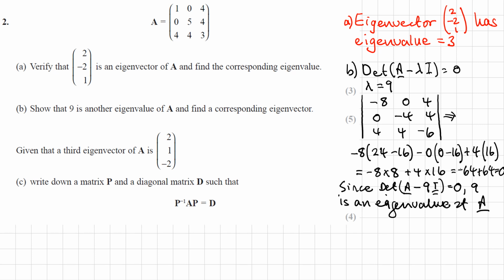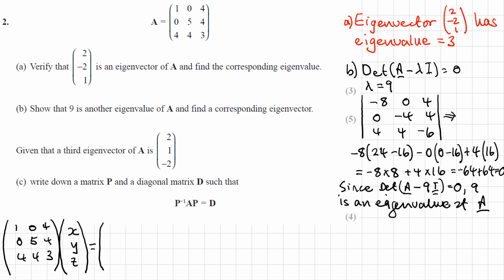Now we need to find the eigenvector. So we take A, 1, 0, 4, 0, 5, 4, 4, 4, 3, and the vector we're trying to find, we'll just call it x, y, z. And we know we're going to end up with 9 lots of x, y, z. So let's form those equations and solve them.